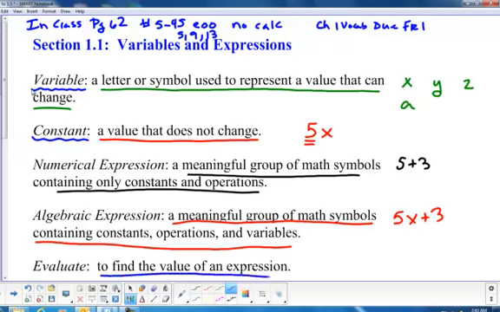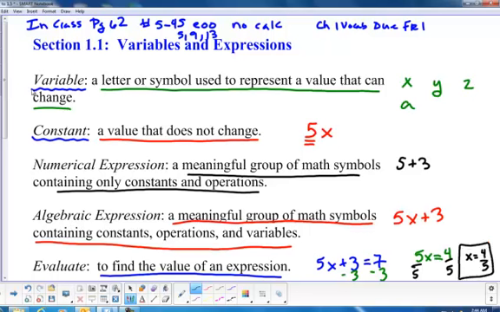And evaluate means to solve. So you'd have to have an equal sign. So if you had 5x plus 3 equals 7, you would subtract the 3. So 5x equals 4. And then you would divide by 5. So x is 4/5.